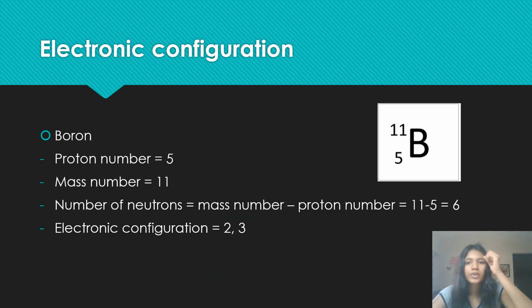Next, boron, atomic mass 11, atomic number 5. Because the atomic number is 5, there are 5 electrons. So it's 2 comma 3. 3 is left over. Mass number minus proton number will give you the number of neutrons, which is 6.